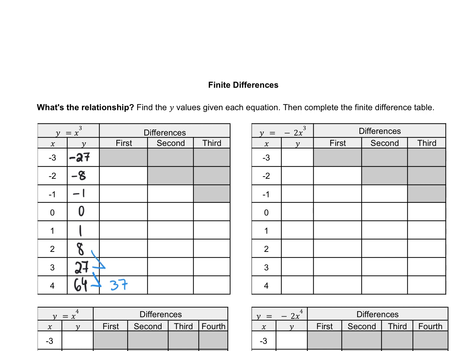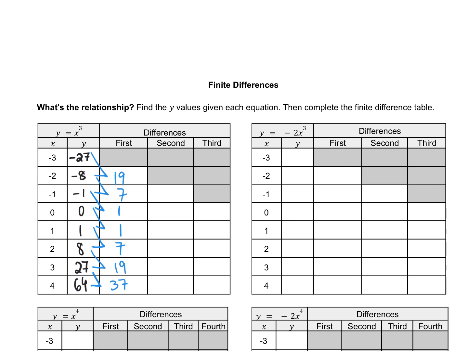27 minus 8 is 19. 8 minus 1 is 7. 1 minus 0 is 1. 0 minus -1 is 1. -1 minus -8 is 7. And -8 minus -27 is 19. So be careful with those double negatives when you're subtracting a negative number. So these are our first differences. Clearly they're different. Let's go to our second differences.